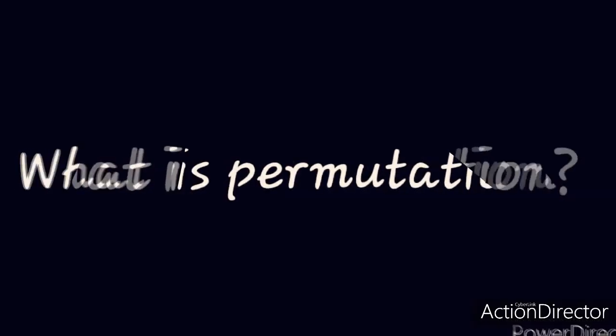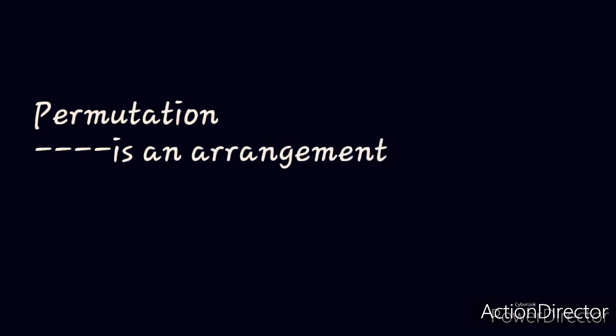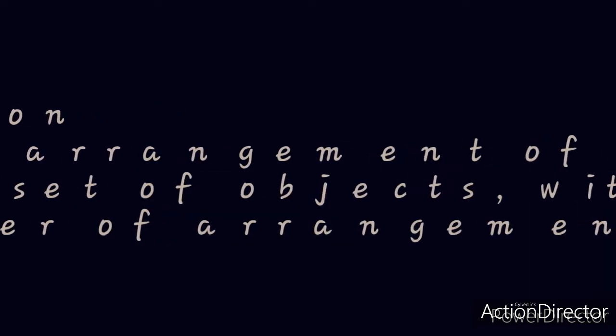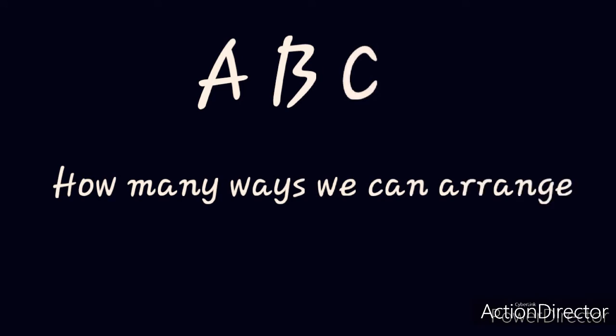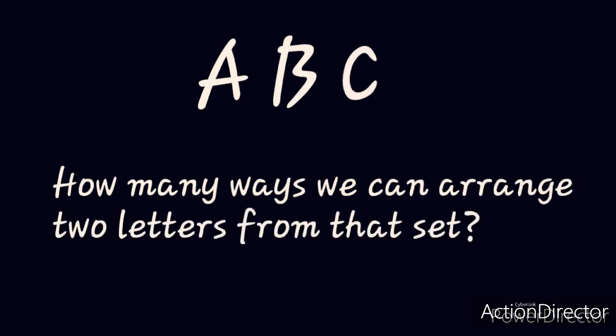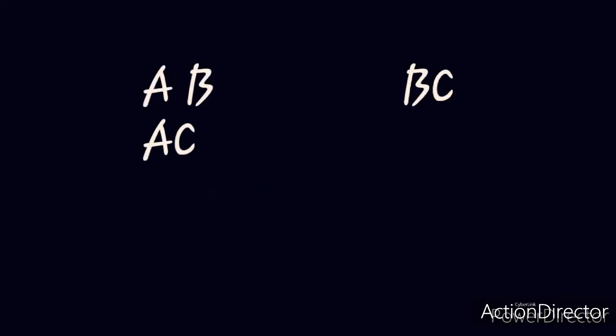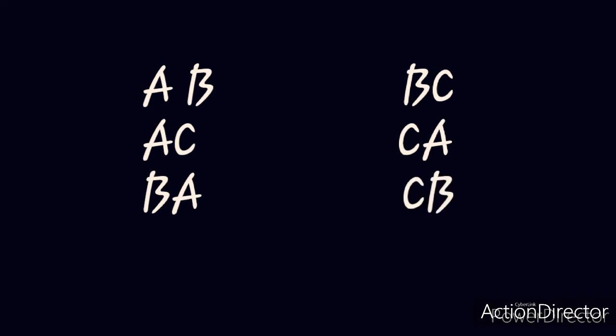So in this video, I'm going to discuss a specific topic in probability, which is all about permutation. What is permutation? It is an arrangement of all or part of a set of objects with regard to the order of arrangement. For example, suppose we have a set of three letters A, B, and C. We might ask how many ways we can arrange two letters from that set. Each possible arrangement would be an example of a permutation. So the complete list of possible permutations with that given problem would be AB, AC, BA, BC, CA, and CB.